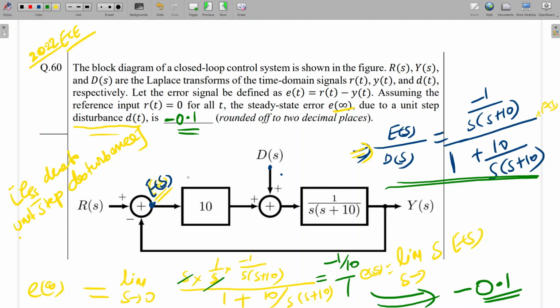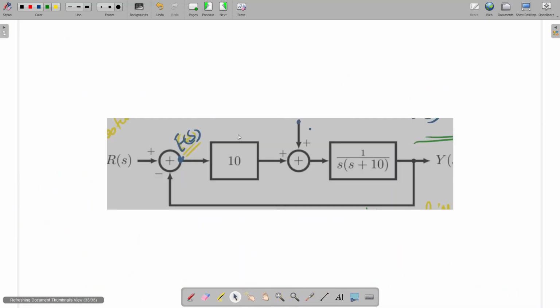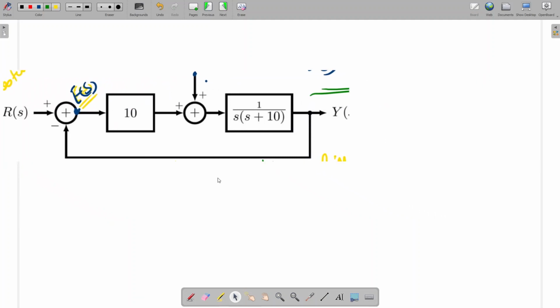See, I will take it to the next page. One second. Once again I will write the expression for this one. This is D(s). This is E(s). Correct? Yes, sir. So, I am applying Mason's gain formula. Here to here, what is the forward path? From here we will go this way up to here.